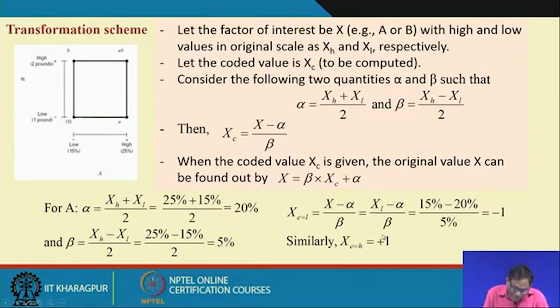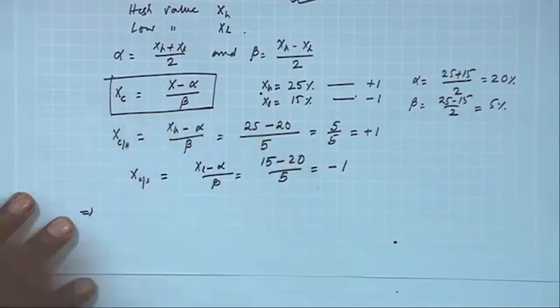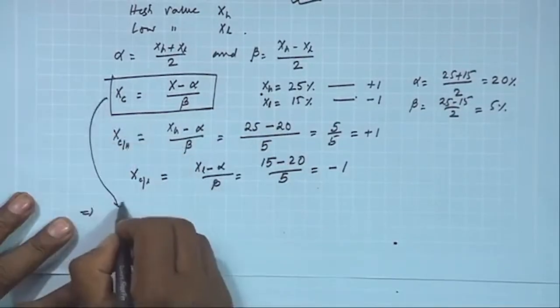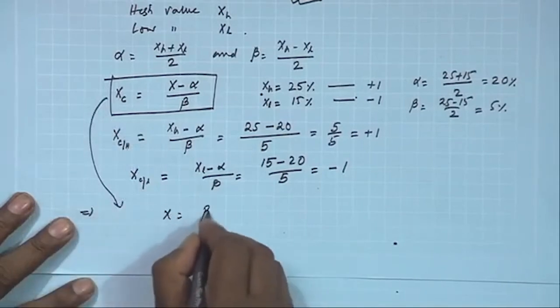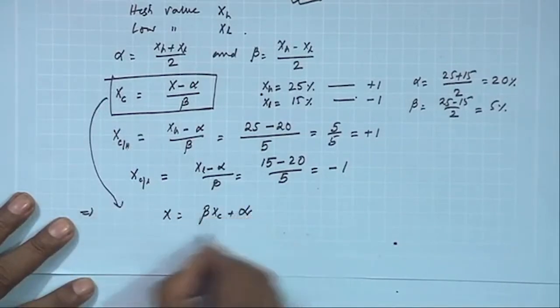Now, it may so happen that the coded value is given. So, how do you get back the original value? You will get back the original value from this equation. From this equation you can write x equals beta x c plus alpha.